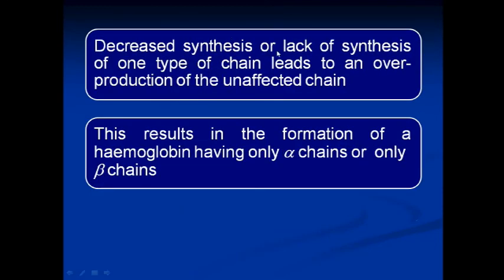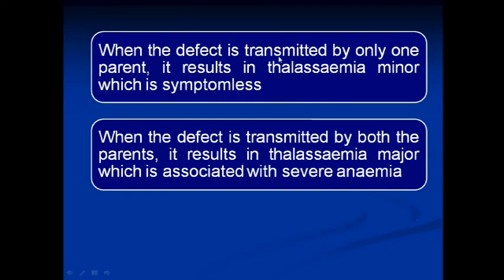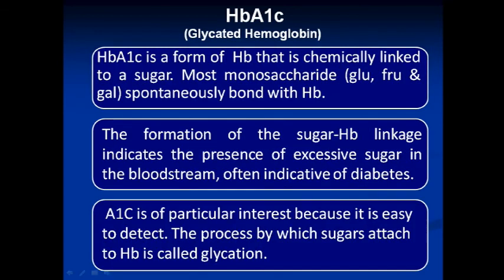Decreased synthesis or a lack of synthesis of one type of chain leads to an overproduction of the other chain to compensate, so the other chain will be synthesized more. This results in the formation of a hemoglobin having only one type of chain. When the defect is transmitted by only one parent, it results in thalassemia minor. When transmitted by both parents, it results in thalassemia major, which is associated with severe anemia.